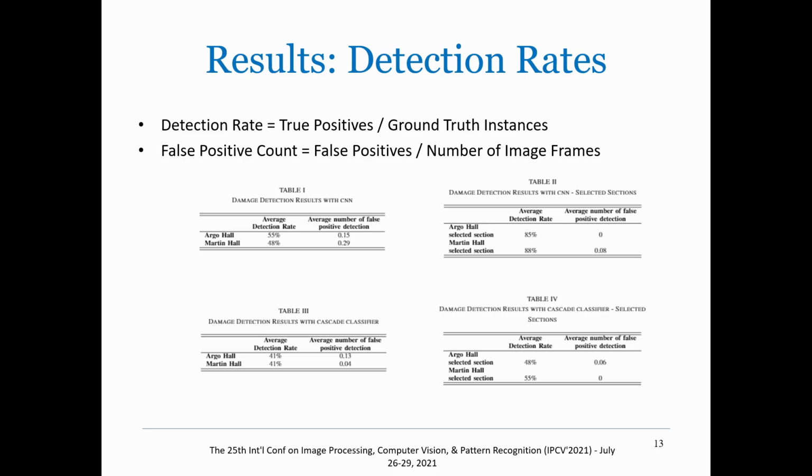Now, with that in mind, we can say that the detection rate is equal to the number of true positives divided by the number of ground truth instances, and the false positive count is equal to the number of false positives divided by the number of image frames analyzed. The top two tables show the CNN results, and the bottom two tables show the Cascade classifier results.